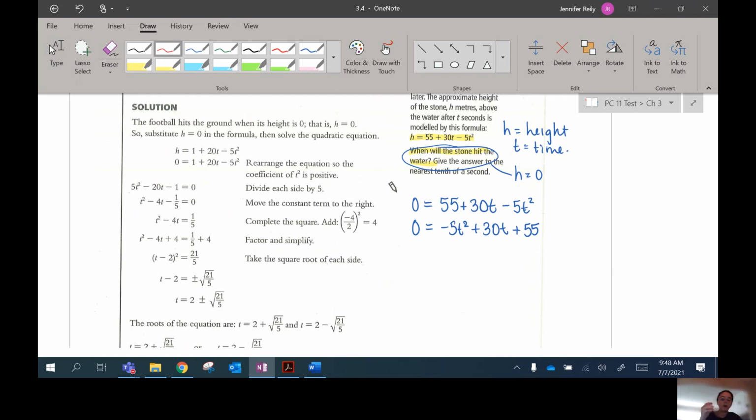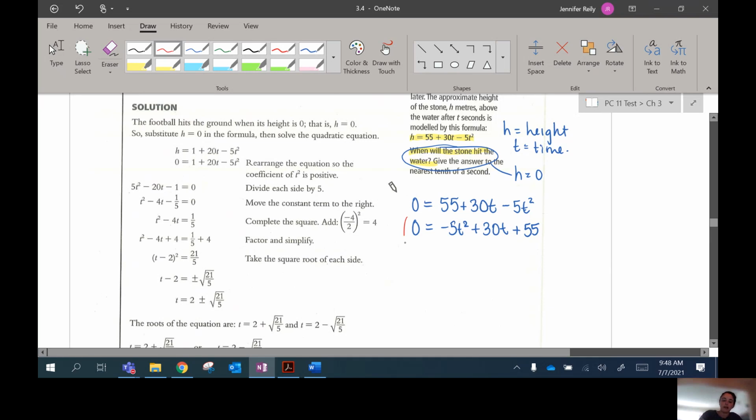Okay, and then we want to multiply by something to make that leading coefficient equal to 1. So in this case, I'm going to multiply everything by -1/5, just because that will create a leading coefficient of 1. So 0 times -1/5 is 0. That'll be 1t squared, and then I'll have -6t, and I'll have -11.